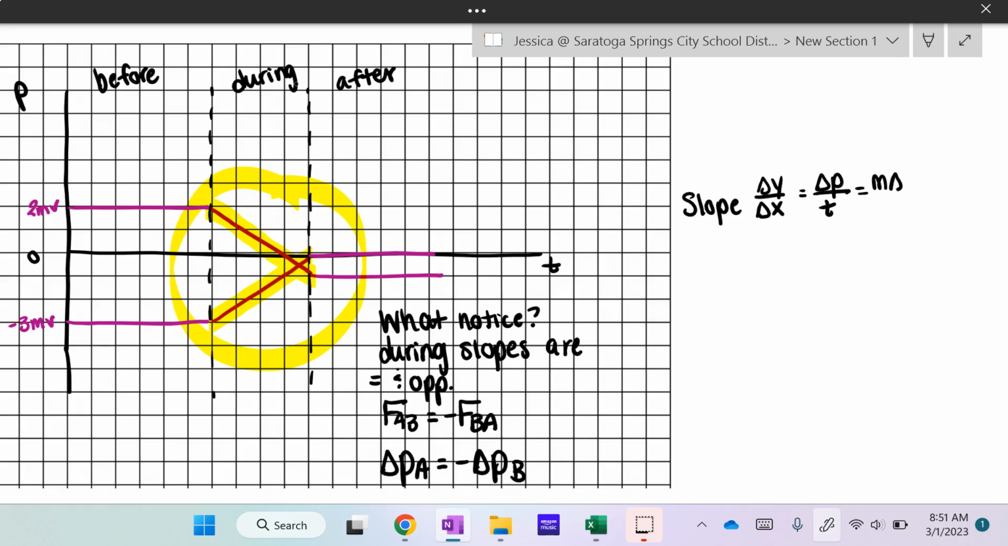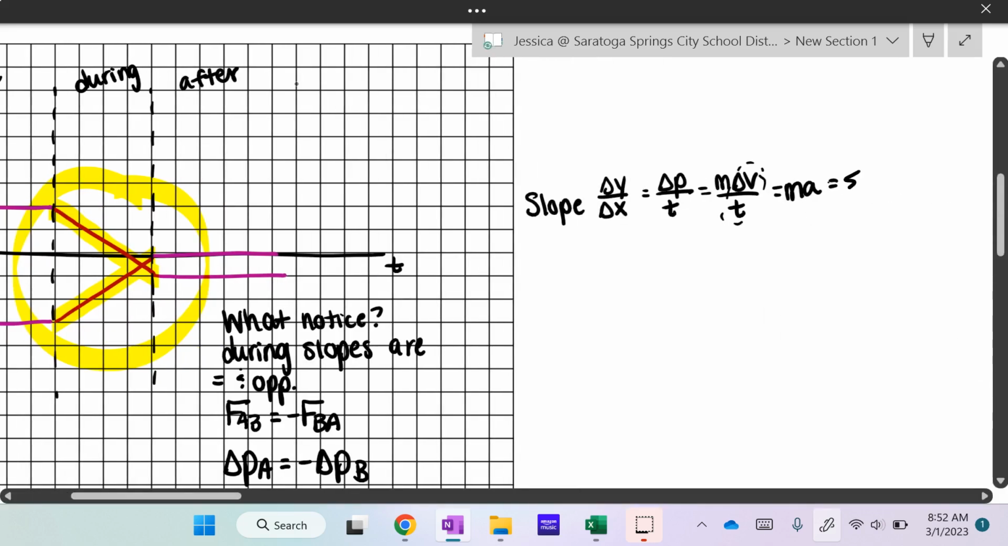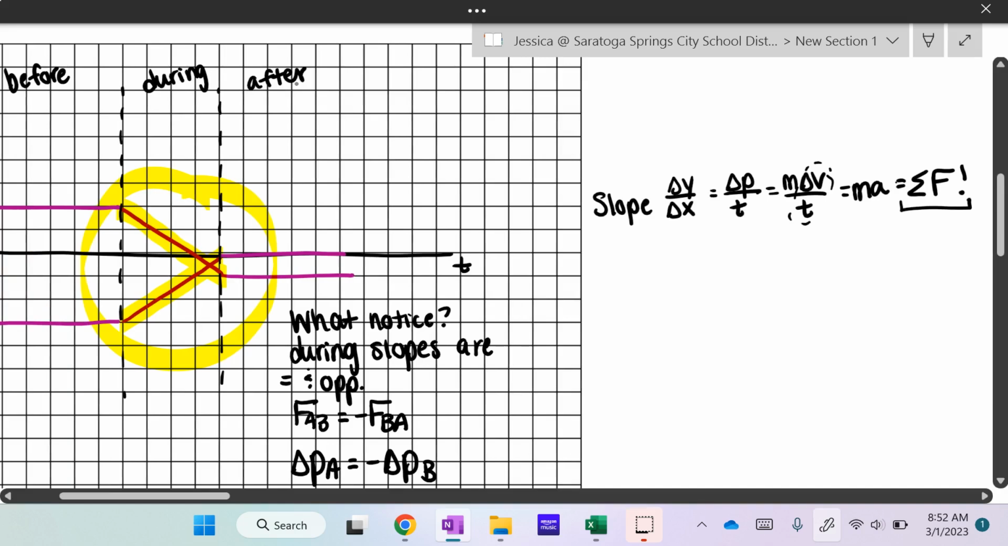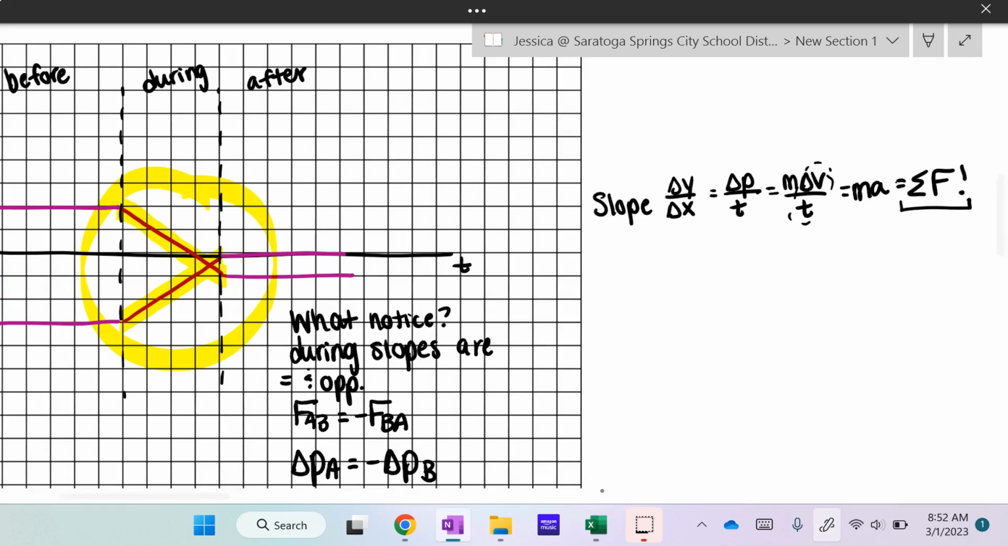Well, change in momentum is really mass times change in velocity over time. What's velocity over time? Oh, well, that's acceleration. What's mass times acceleration? Well, it's a net force. Okay, so again, it kind of makes sense that these slopes are equal and opposite because we know the forces are equal and opposite. And these forces are what's represented by the slopes here.